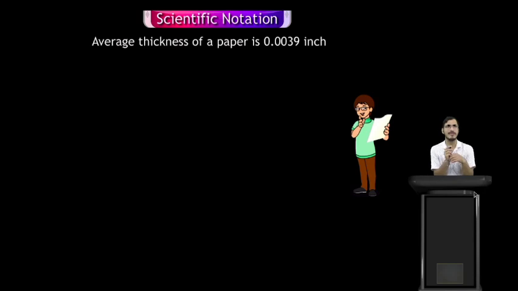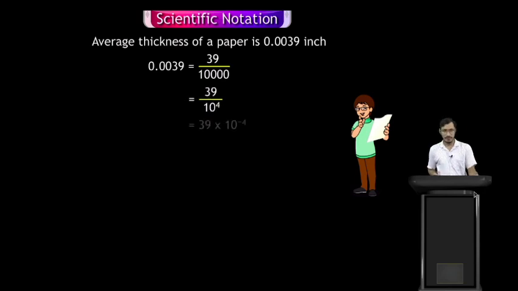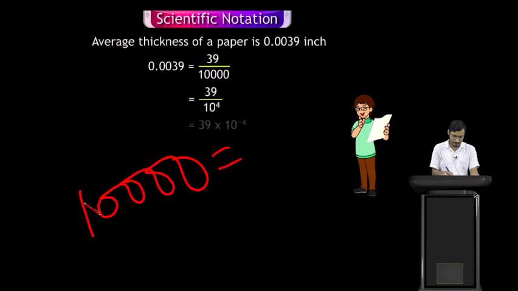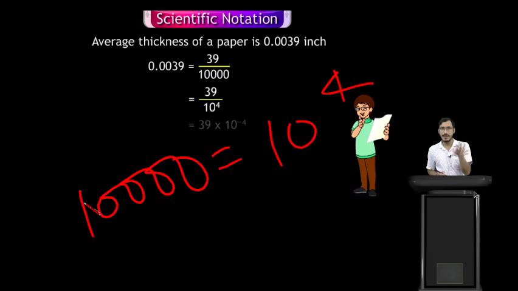Now, the average thickness of a paper is 0.0039 inch. Express this number in scientific notation. Let's do it. 0.0039 we can write in fraction form as 39 by 10,000. Now 10,000 has 4 zeros, which means 10 to the power 4; 5 zeros means 10 to the power 5; 6 zeros means 10 to the power 6. This is the basic trick.